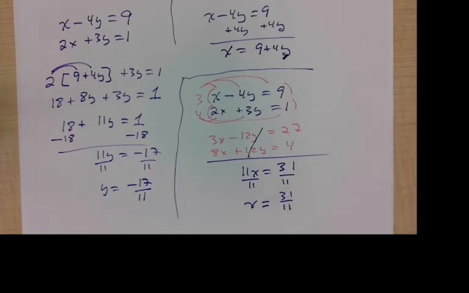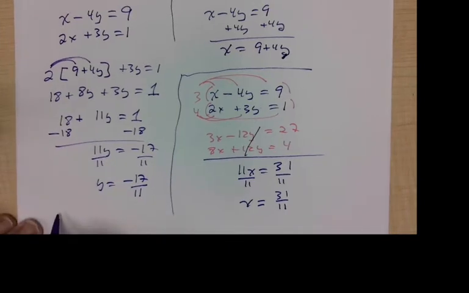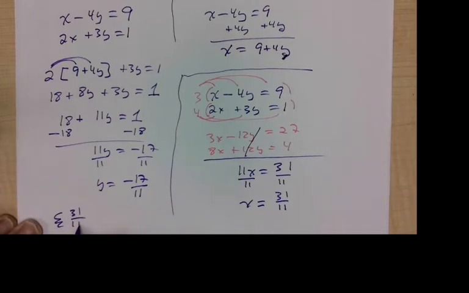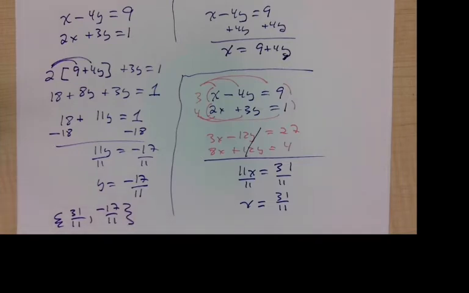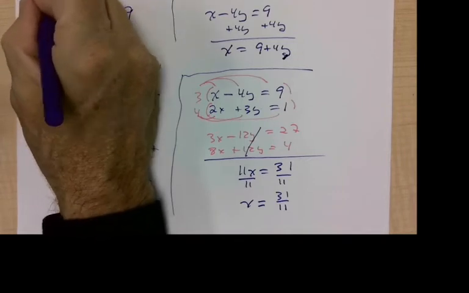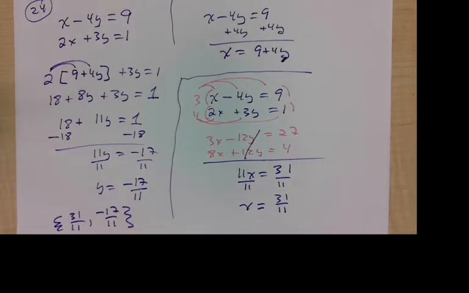I think it's a good idea to check. So x, 31/11, minus 4 times negative 17/11, using my calculator, I get 9. That checks. 2 times 31/11 plus 3 times negative 17/11, using my calculator, I get 1. So I'm confident that is correct. So I'm going to write it in curly brace form. x is 31/11 and y is negative 17/11. So solve that one by substitution. That was number 24.